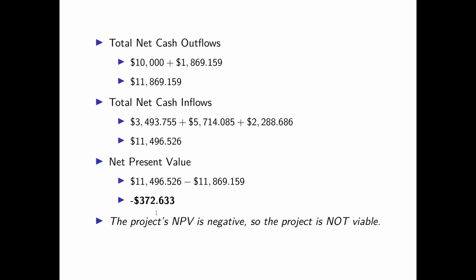This is known as the net present value because it is the sum of the present values of all cash flows in the project. And because our net present value is negative, we conclude that this project is not viable, which is a very different answer from the answer we got when we were just summing up the values and subtracting them.